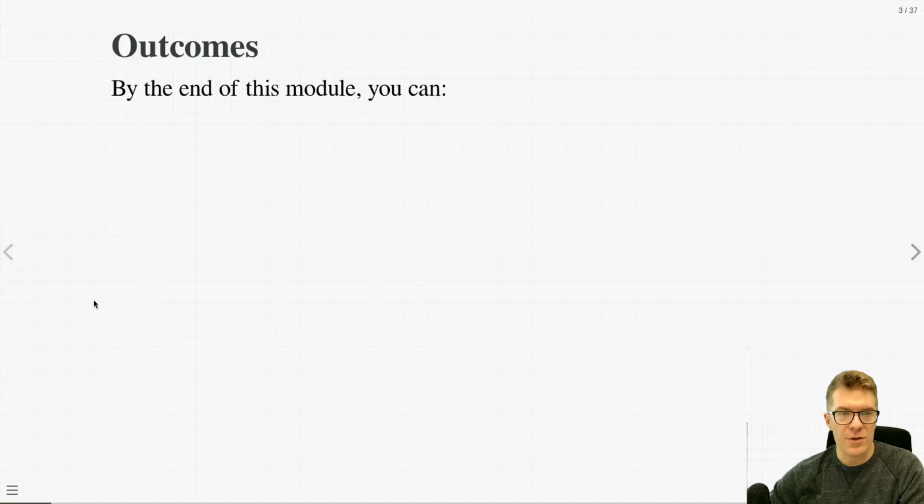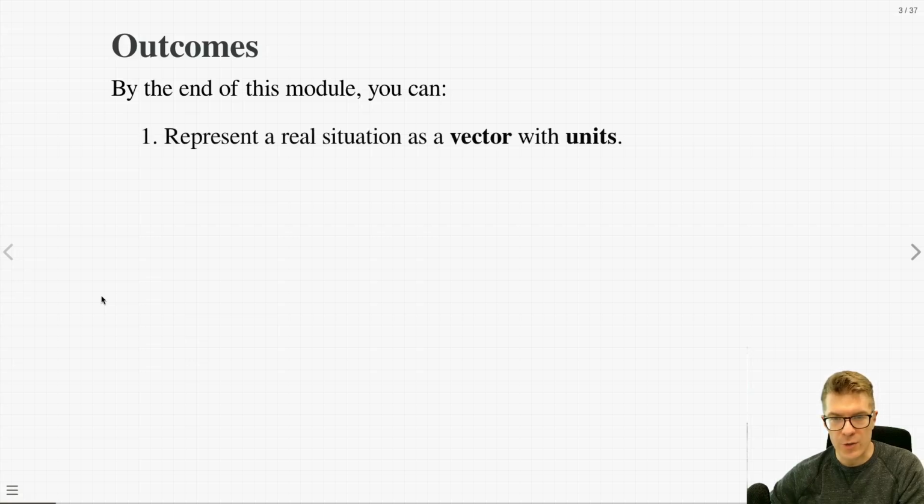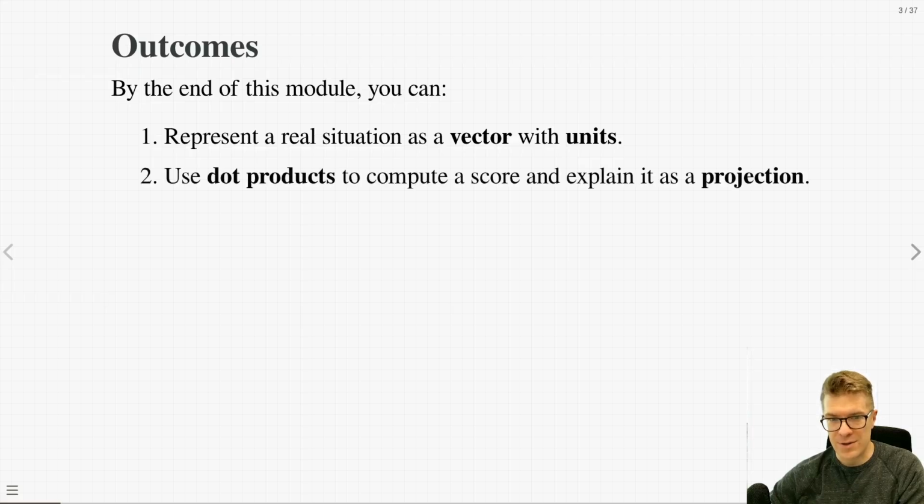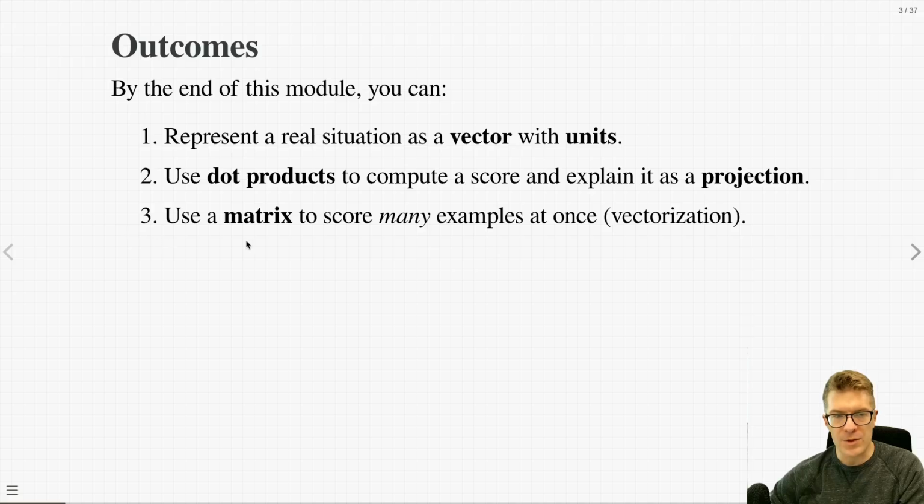By the end of today, you should be able to represent a real situation as a vector with units, use dot products to compute a score and explain it as a projection. We'll talk about dot products today. You'll be able to use a matrix to score many examples at once.